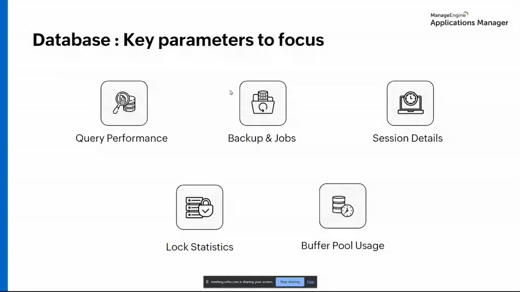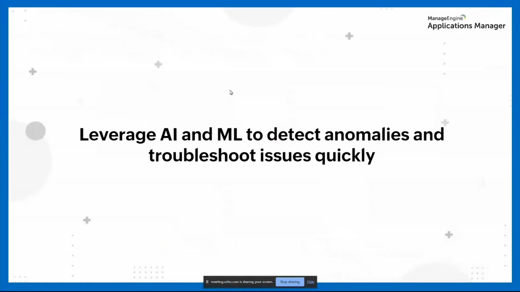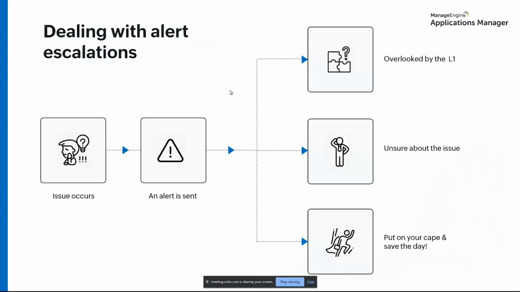Now let's switch to the third topic for the day, which is leveraging AI and ML to detect anomalies and troubleshoot issues quickly. Usually when an issue occurs, an alert is sent, and when the number of alerts pile up, they sometimes tend to get overlooked by the L1 or the NOC team, or the point of contact may be unsure as to how to deal with the given issue. At that particular time, it's a very hard situation to deal with. So this is exactly where automation can come in handy.